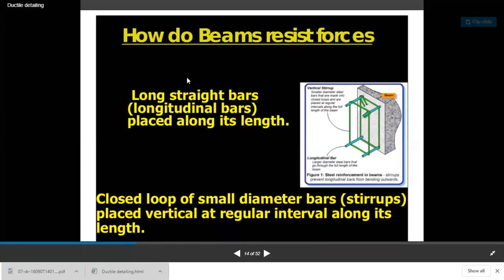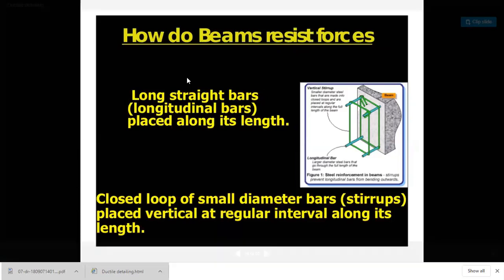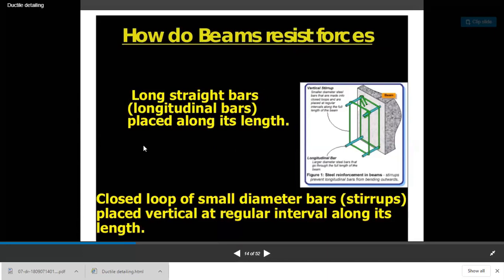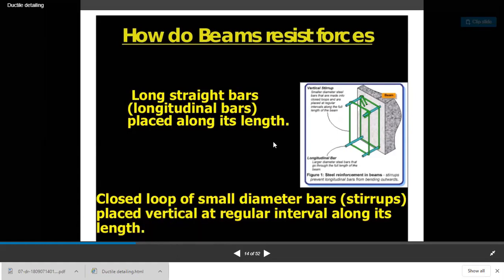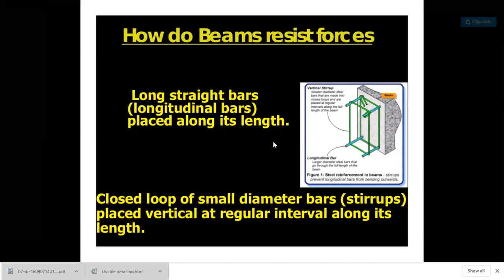We can see here, how do beams resist the forces? Long straight bars, longitudinal bars placed along its length, and the vertical stirrups. The closed loop of small diameter bars, that is the stirrups, placed vertically at regular intervals along its length, means the vertical and the horizontal members.